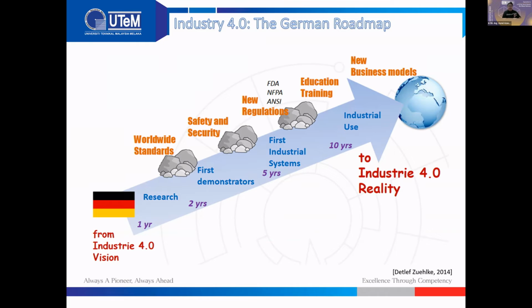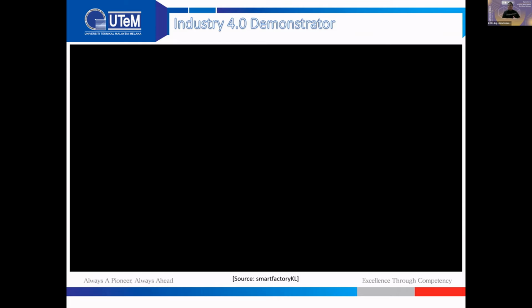So you can see that based on this roadmap, they came up with the first demonstrator, and the demonstrator was developed by the Smart KL Factory or Smart Factory KL. You can see from this video then.